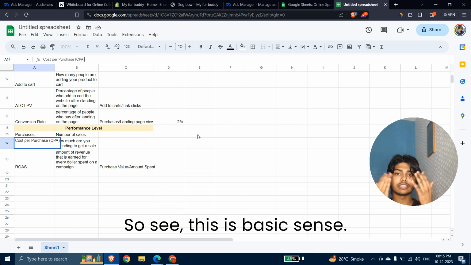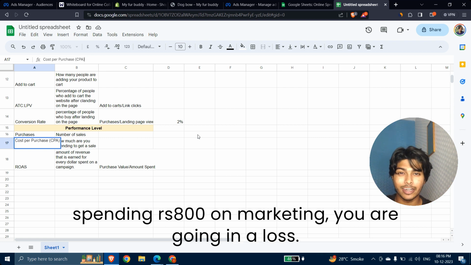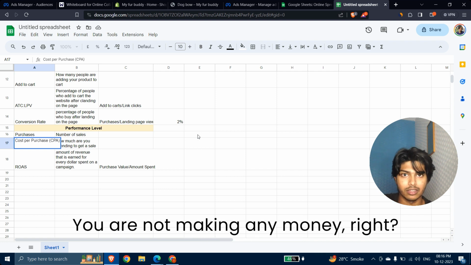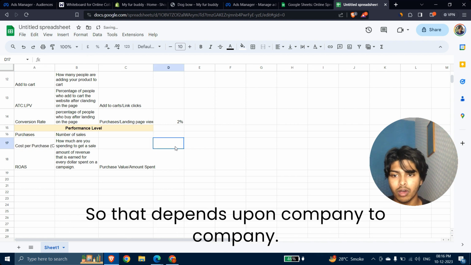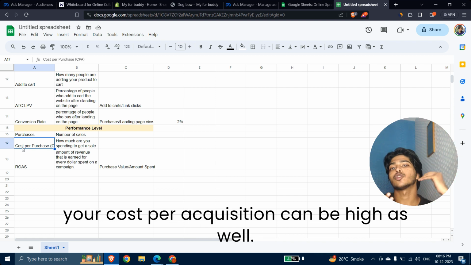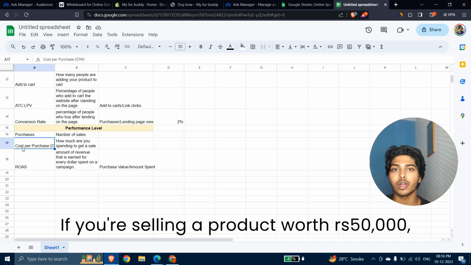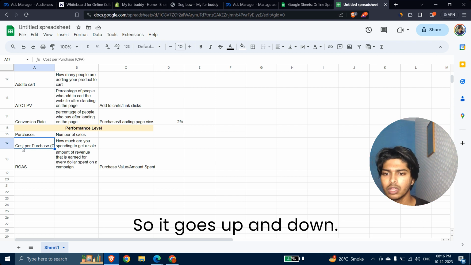So see, this is basic sense. If you are selling a product for 800 rupees, and you're spending 800 rupees on marketing, you are going in a loss. You are not making any money, right? In fact, overall from a business perspective, you are losing money there. So that depends upon company to company. For example, if you're selling a bed or a cupboard, your cost per acquisition can be high as well. You can also spend 5,000 rupees if you're selling a product worth 50,000 rupees, then it's not a big deal. So it goes up and down.